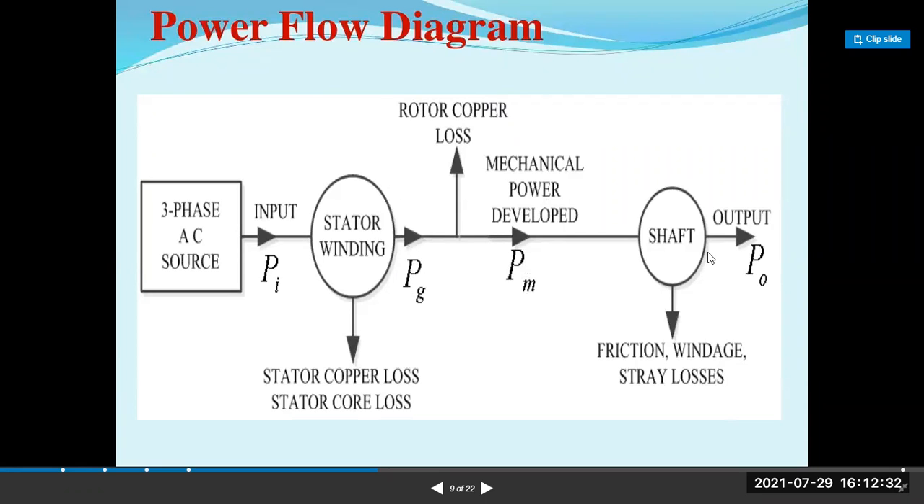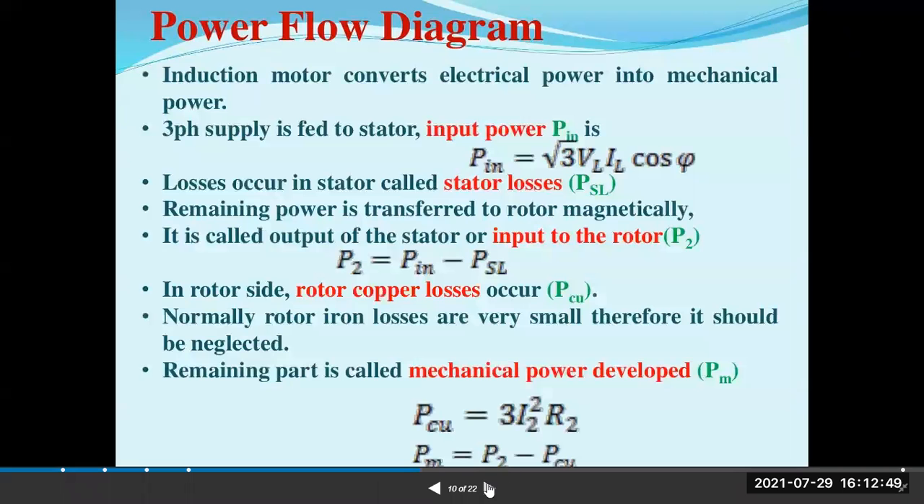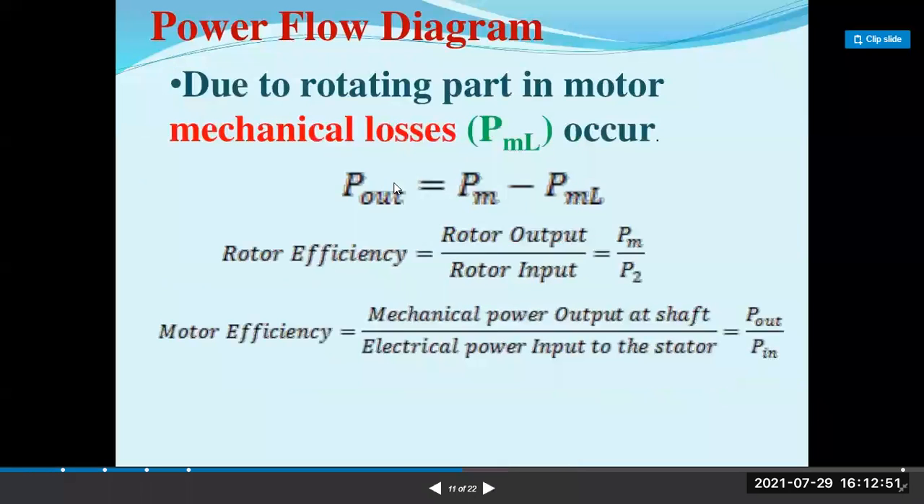This mechanical power is the input to the shaft, and the shaft will also have the friction, windage, and stray load losses. After subtracting these losses from the mechanical power developed, you will get the total output of the induction machine. That is what is given here. This output is mechanical power developed minus the mechanical load losses. Now the rotor efficiency is given by this equation.